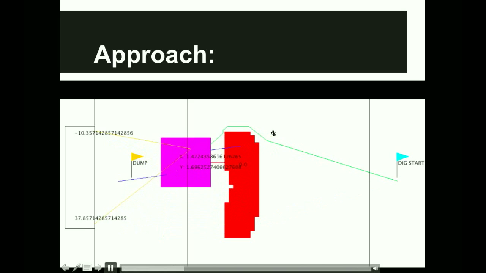So as you can see in this simulation, the green line represents a path that has been computed by an A-star algorithm that has been simplified using Bresenham's line algorithm, which navigates our simulated robot to the dig start target.